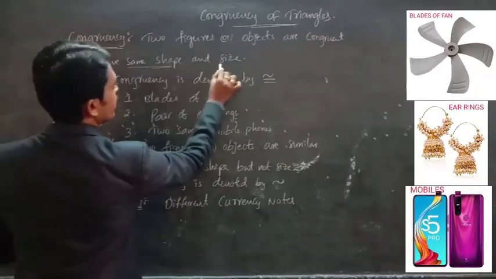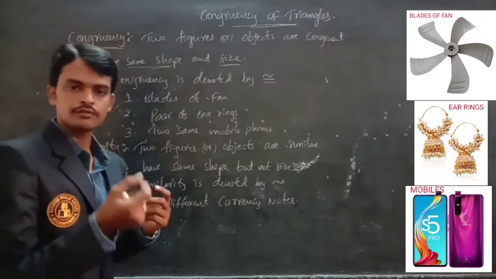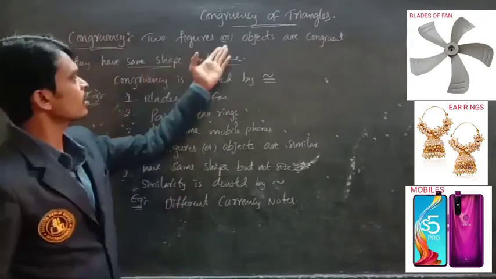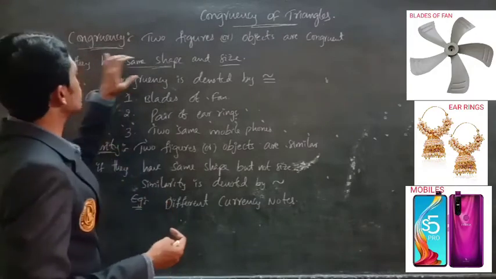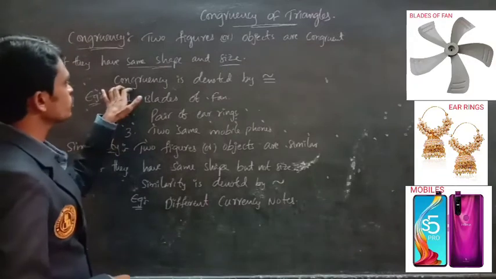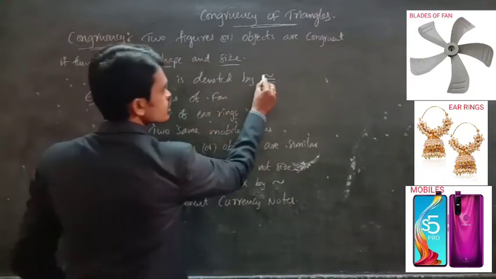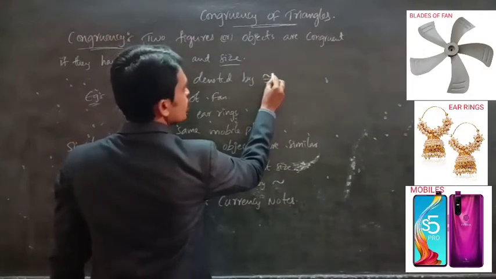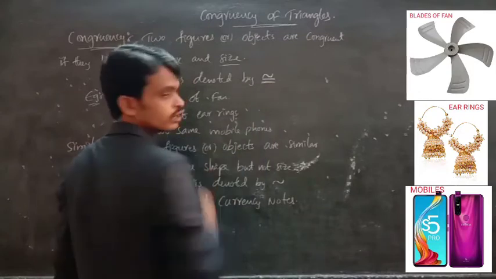Same shape and same size are congruent. If two figures or objects are congruent, if they have the same size and same shape, the congruency is denoted by using this symbol.